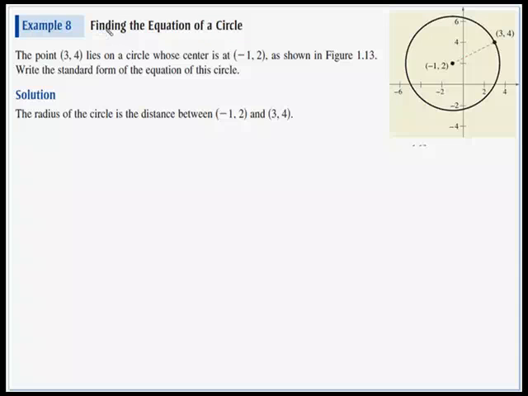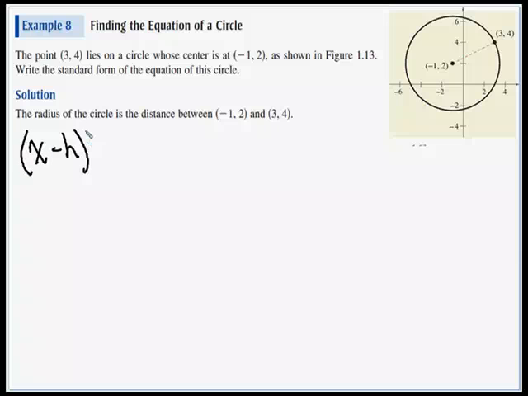Okay, and example 8. Find the equation of the circle. It looks like it might be a little more work here. The point 3, 4 lies on the circle that has this center, -1, 2, as shown in the figure. Write the standard form of the equation of the circle. Well, let's see how much of it we know right now.